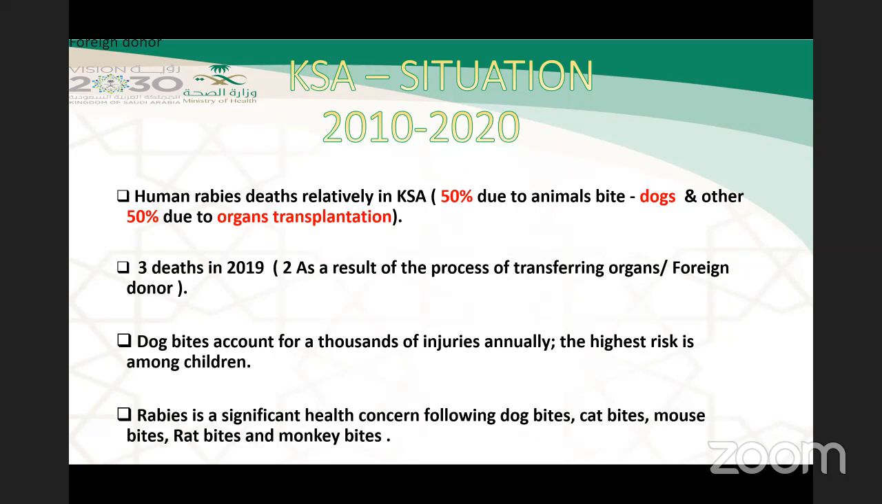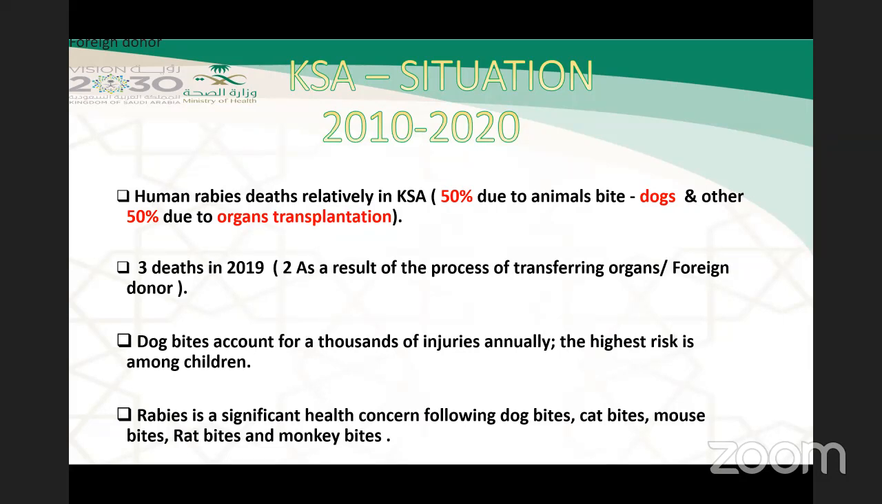Of these 5 cases, 3 were foreign persons. Two of them were donors who donated for transplantation. The third one came from Sri Lanka, and developed symptoms and signs here in Saudi Arabia, with a history of dog bites. There were 3 deaths in 2019. Unfortunately, the time to develop symptoms and signs after transplantation was not long.